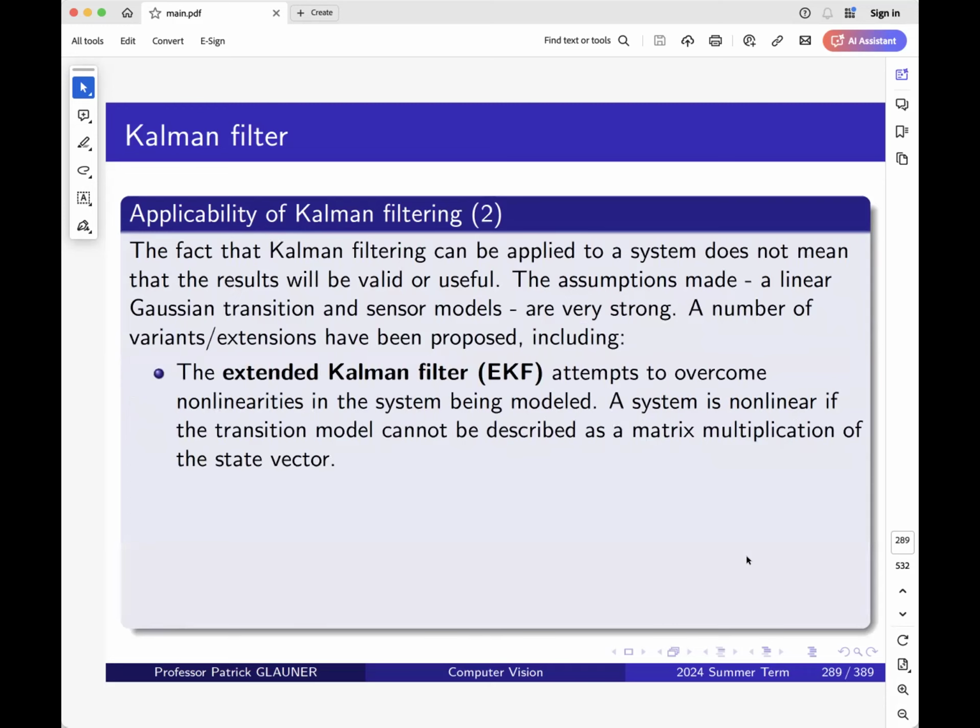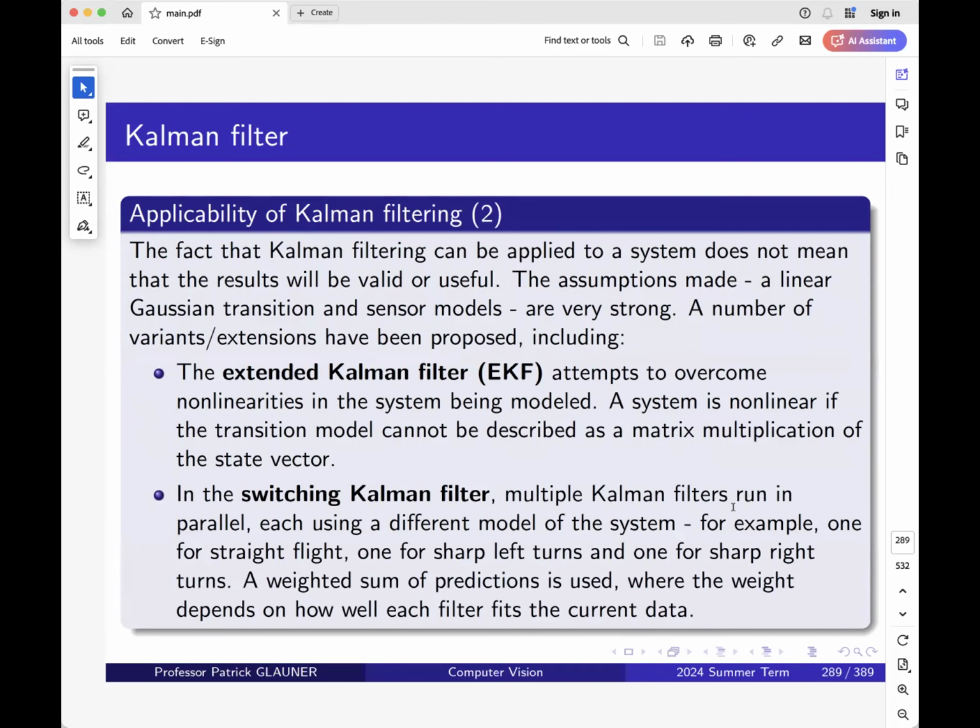Kalman filters are very diverse. We've looked today at Gaussian linear distributions, but there are far more extensions. For example, there is the extended Kalman filter, which allows non-linearities. There are switching Kalman filters that run multiple filters in parallel in order to combine their insights, so you have weighted sums of different Kalman filters, and so forth. So there's a huge variety of Kalman filters, which doesn't matter for now.